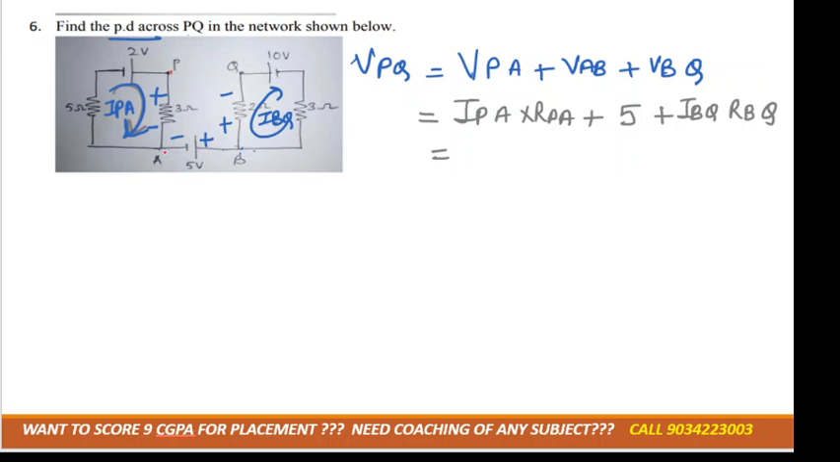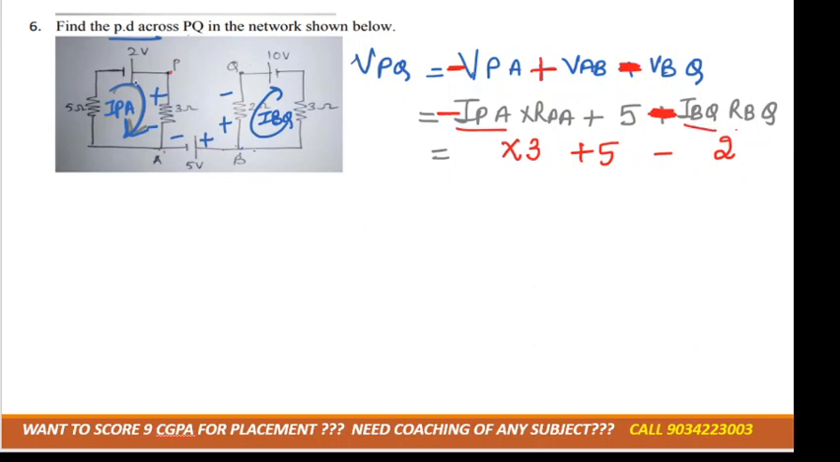We are moving from P to A. What is the second sign? That is negative, correct? We are moving from A to B. What is the second sign? That is positive. We are moving from B to Q. What is the second sign? That is negative. So we'll write it according to that only. Clear? RPA value we know that is 3, and RBQ value also we know that is 2, but we don't know the value of IPA and IBQ. That we will get from the equation.